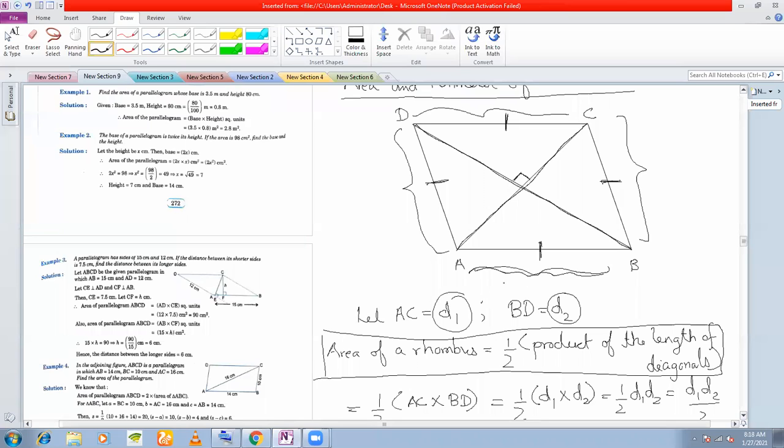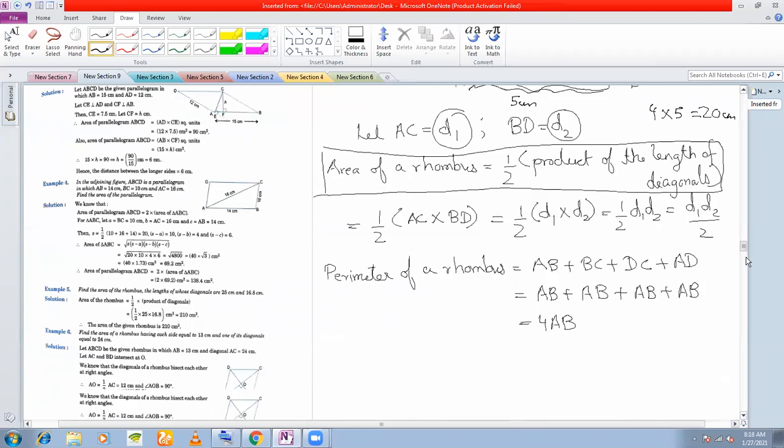Like say if you know BC as 5 centimeter, then the perimeter should be 4 into 5. Because if this is 5 centimeter, this will also be 5 centimeter, and so will the other two. So you add up 5 plus 5 plus 5 plus 5, or simply multiply 4 with 5 to get 20 centimeter. So that is the area and perimeter of a rhombus.